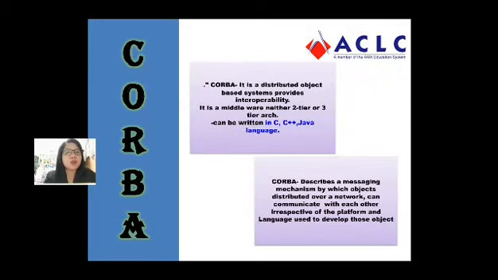CORBA is a distributed object-based system that provides interoperability. It is a middleware, neither a 2-tier nor a 3-tier architecture. It can be written in C, C++, or Java.